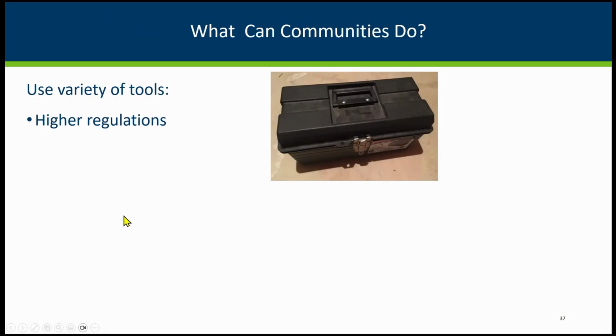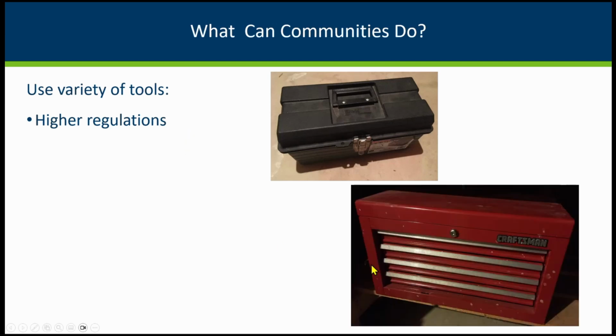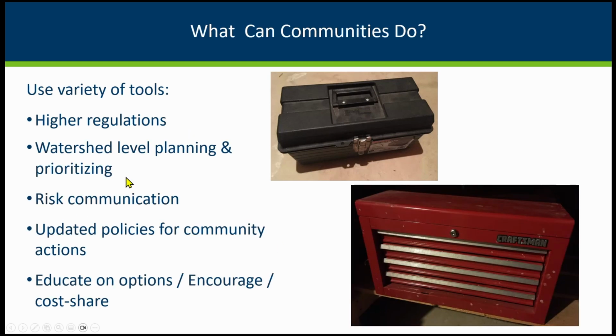So what can communities do? One toolbox would be looking at some of these higher regulations, but there's other things, a bigger toolbox, where you're looking at watershed level planning and communication and guidance to people in your community. Maybe you're looking at the policies for what you do at your own community parks and facilities, and using some higher standards at those public facilities. And definitely when we can be educating on some of these higher standards or encouraging or giving cost share, that also can make a big difference in combination with the actual regulations.